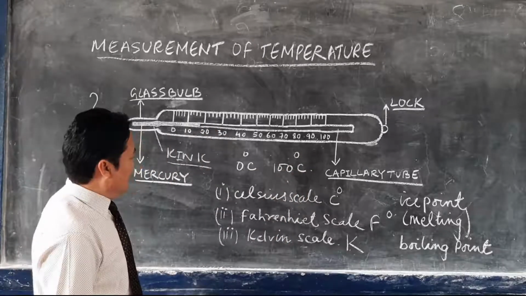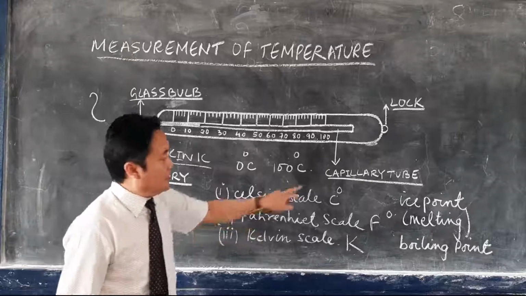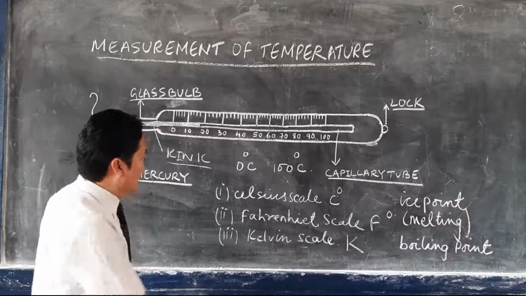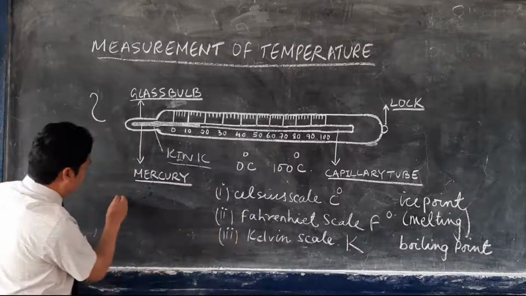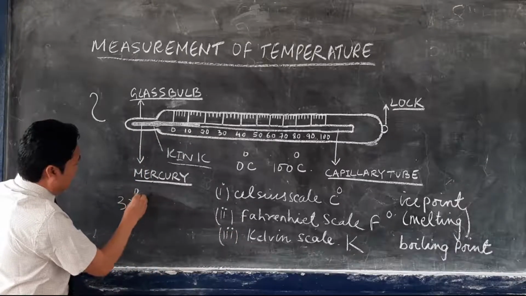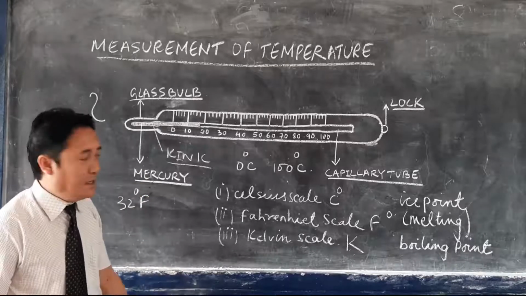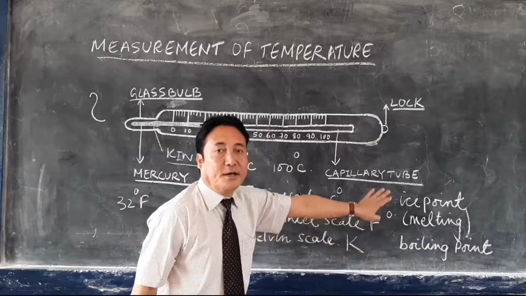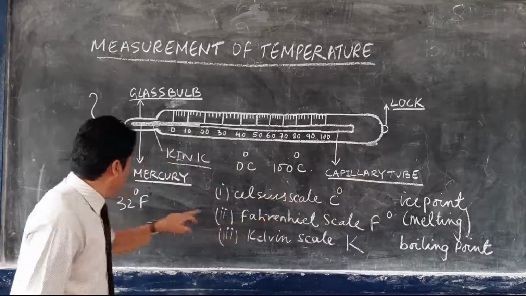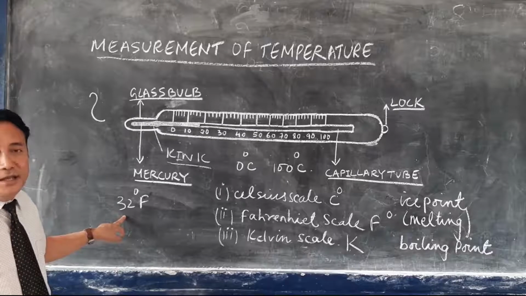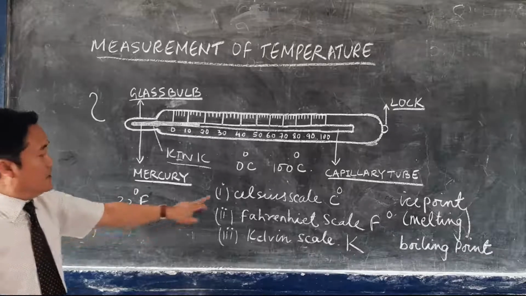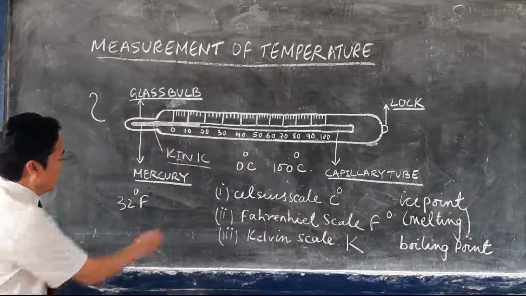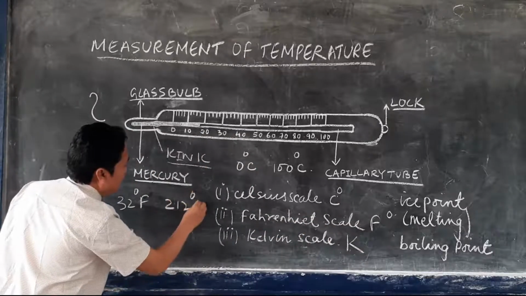Okay? And in the Fahrenheit scale, the lower fixed point, that is the ice point or the melting point, is taken as 32 degrees Fahrenheit. And the boiling point, or the upper fixed point, is taken as 212 degrees Fahrenheit.